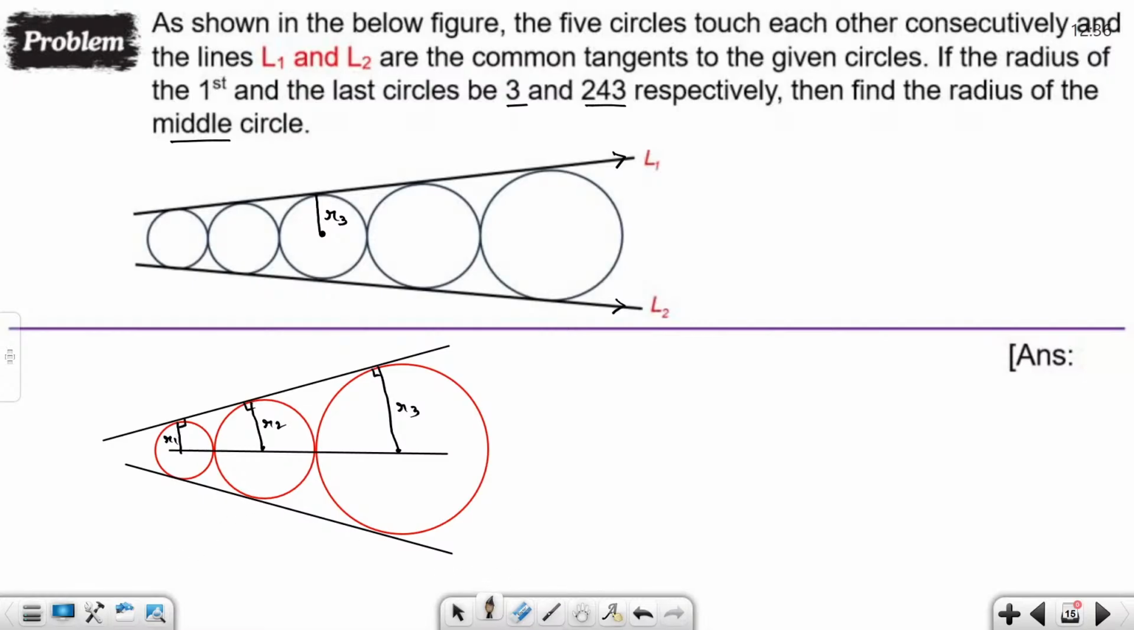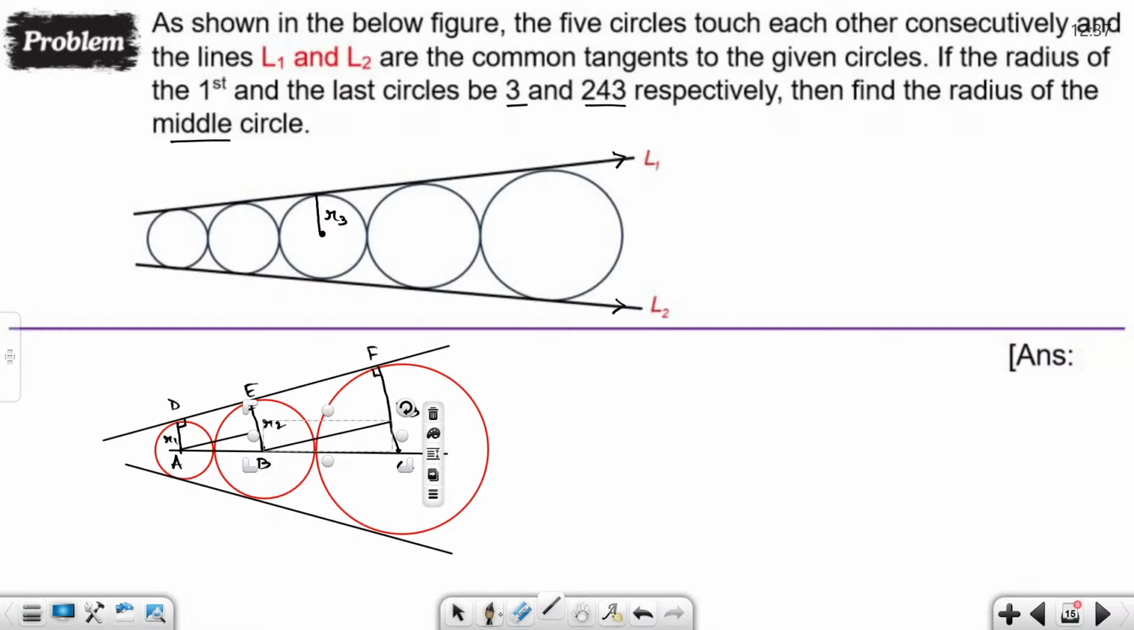Now, let me give a name first. Let us say this is my point A, this is B, C, D, E, F. Now, from point A, let me draw a perpendicular on the radius of the second circle. And the same thing I am doing, drawing a perpendicular from point B on the radius of the third circle.